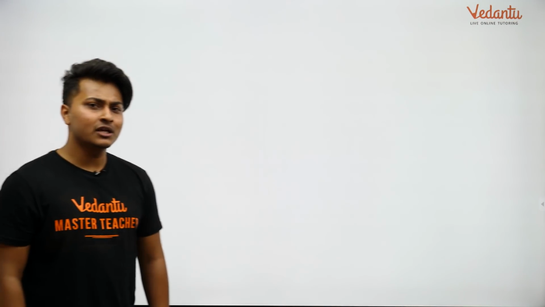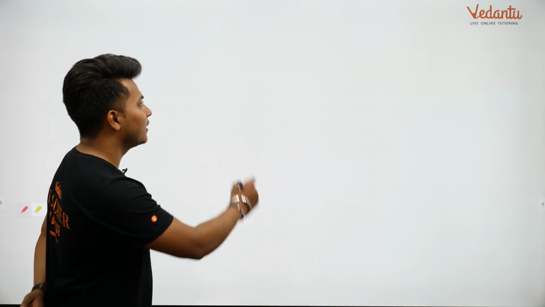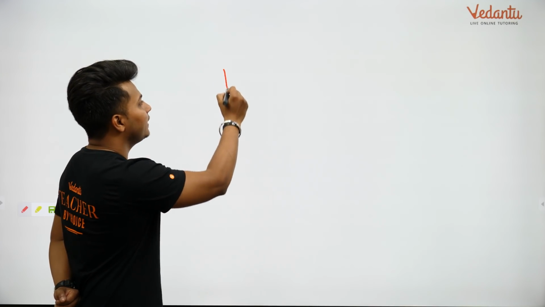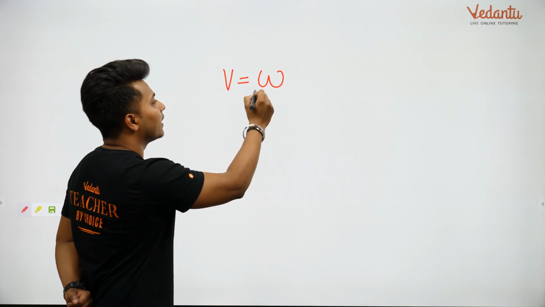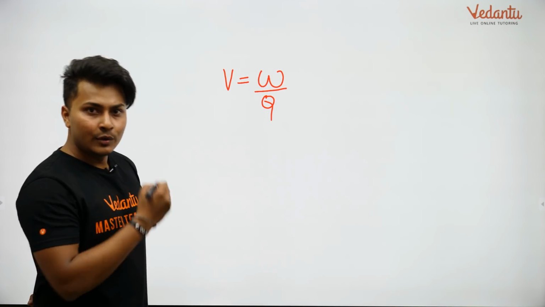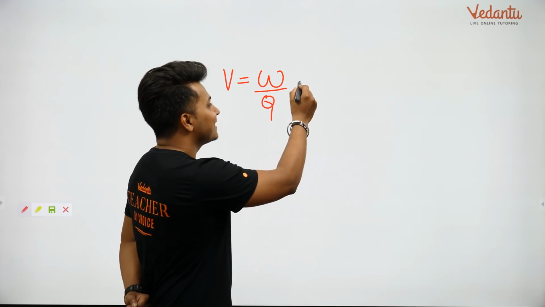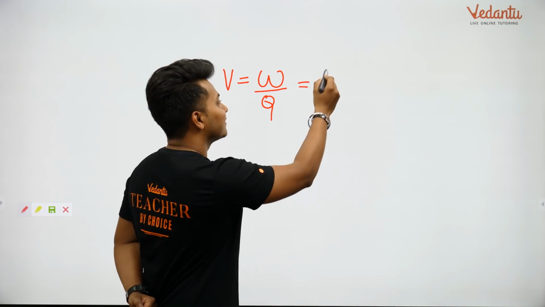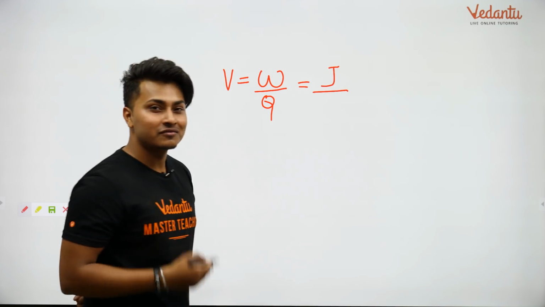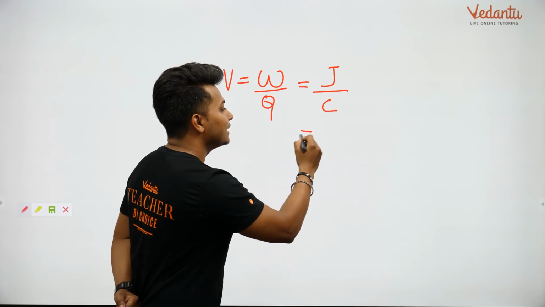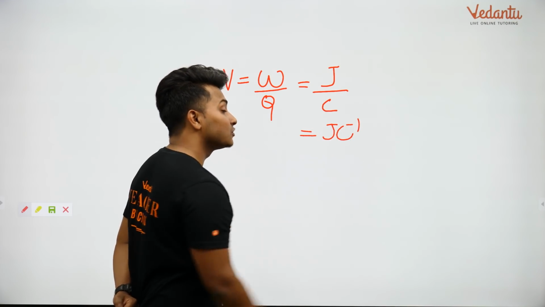What is the formula for potential difference? I believe all of you know that electric potential V is equal to W by Q, where W is the work done and Q is the charge. What is the SI unit of work done? It is joules. And what is the SI unit of charge? It is coulomb. Hence, we can write it as J C power -1.